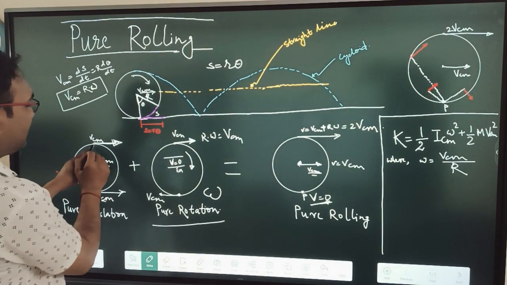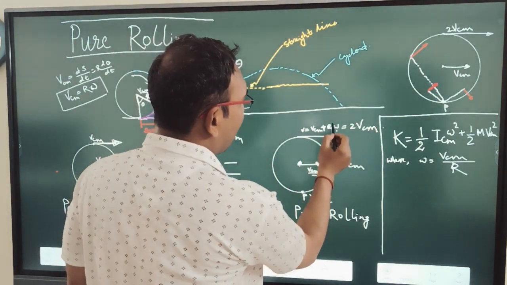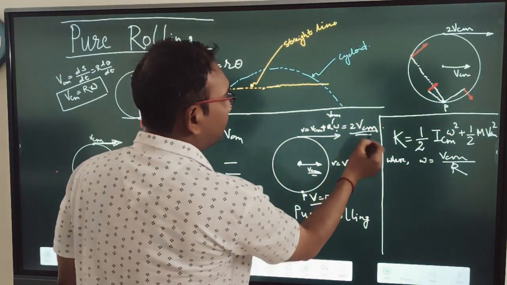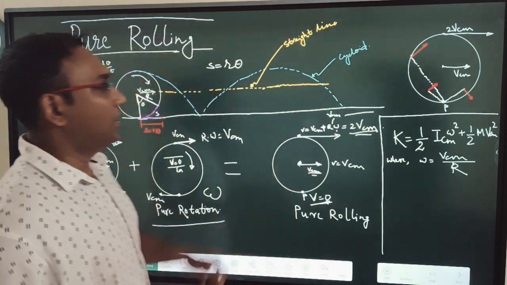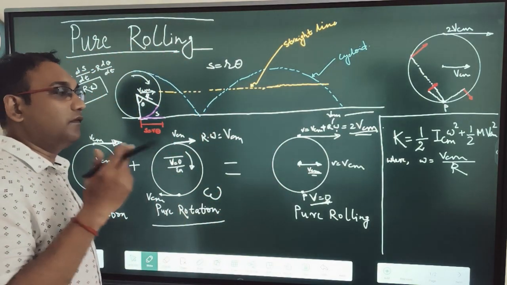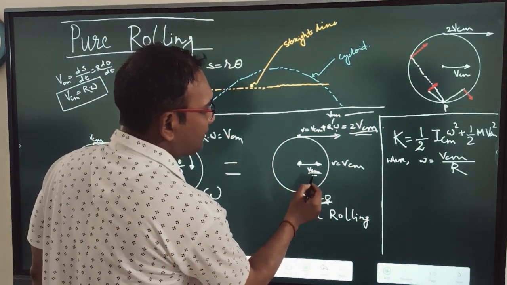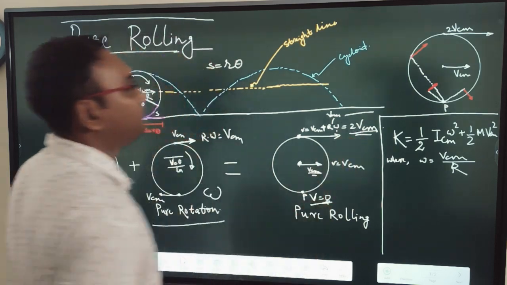If you add VCM plus VCM, it will become V is equal to VCM plus R into omega. That R into omega is nothing but VCM. So V is equal to 2 VCM. So this top point has twice the linear velocity of the center of mass. VCM is the center of mass linear velocity. This top point has 2 VCM.